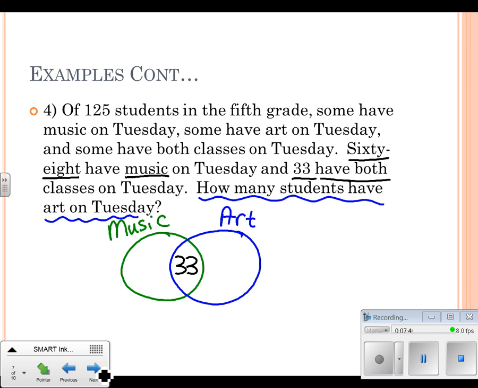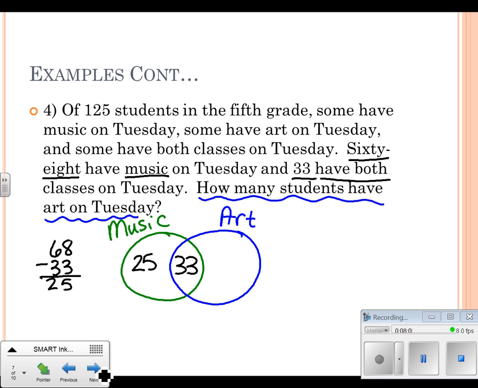So if we look at our green circle, we have 33 in the green so far, but we need a total of 68. So if we do 68 and subtract 33, we're left with 25. So that means 25 only have music, 33 have both, music and art. So now we look inside our green circle, we have a total of 68.